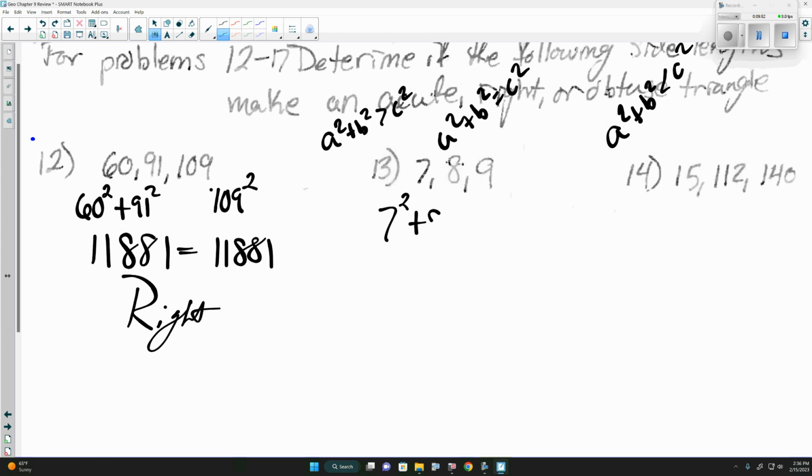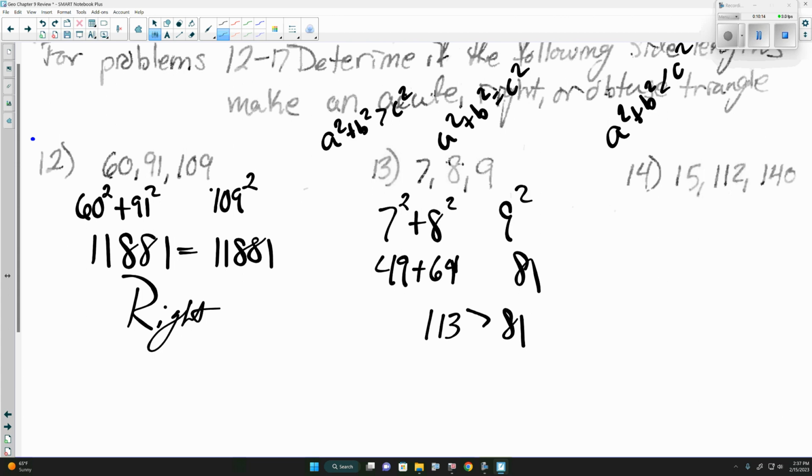Now for 13, 7 squared plus 8 squared compared to 9 squared. Well, 7 squared is 49. 8 squared is 64. And 9 squared is 81. 64 and 49 would be 113, which is greater. So this is acute. And we would do a similar thing with 14, but we'd be plugging in 15, 112, and 140.